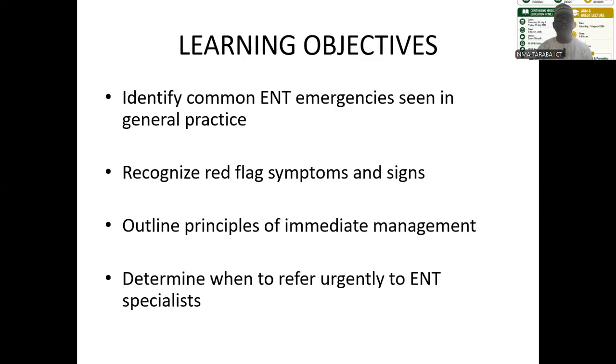The aim of this presentation is that at the end of it, general practitioners should be able to identify common ENT emergencies seen in general practice, recognize red flag symptoms and signs, that is, the dangerous symptoms and signs, and outline the principles of immediate management required before these patients are referred to the ENT specialist. They should also be able to determine when to refer urgently to the otorhinolaryngological specialist for definitive intervention.